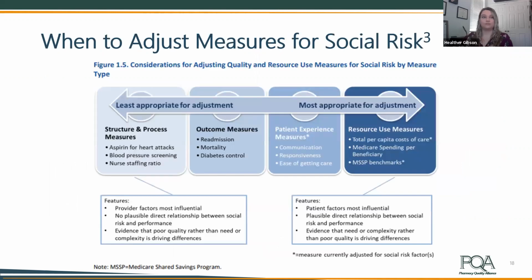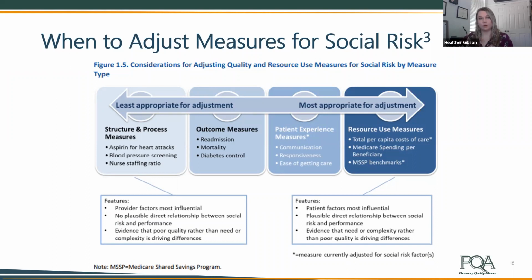And so, when are we supposed to adjust measures for social risk? Well, according to ASPE, the least appropriate measures are those where the provider factors are the most influential to measure performance, where there really is no plausible direct relationship between the social risk and measure performance, and where the evidence that poor quality is the overall driver for performance.